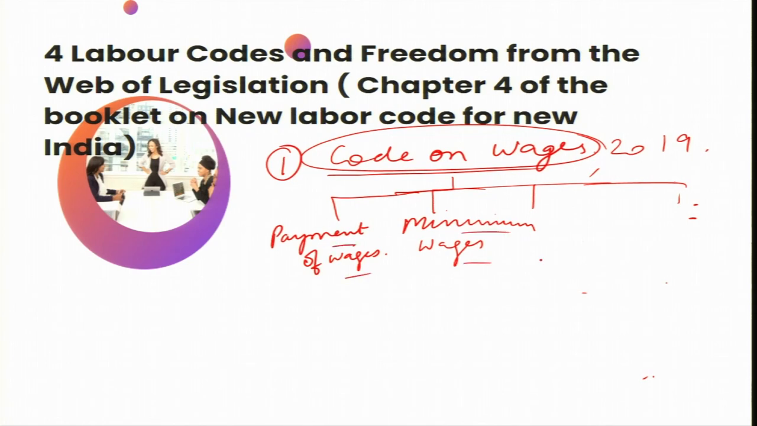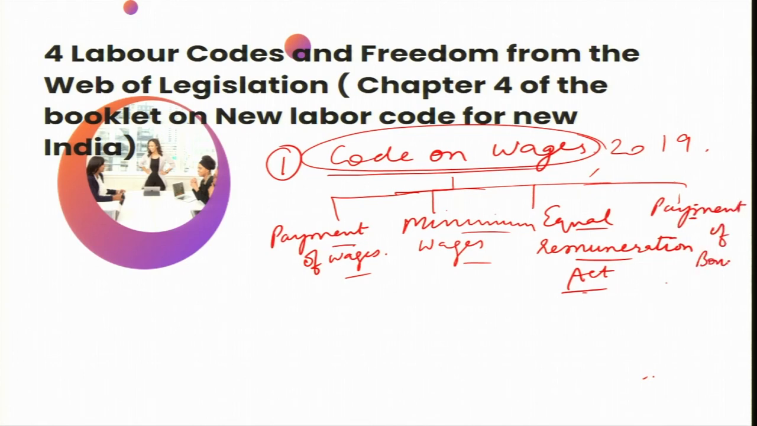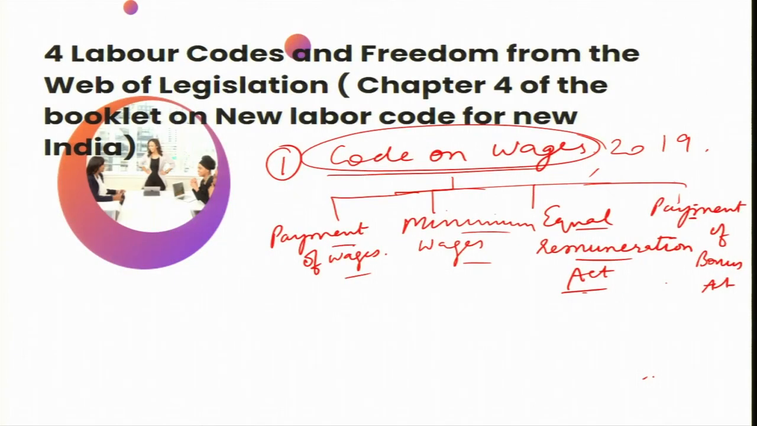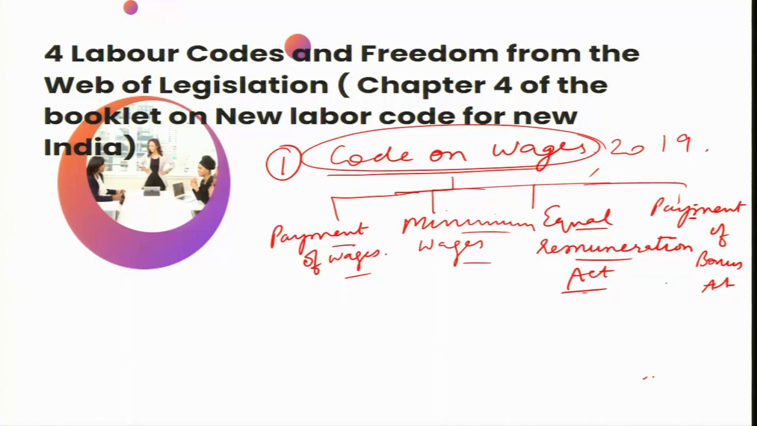There are a few acts which have come under it, that is the Payment of Wages Act, Minimum Wages Act, then Equal Remuneration Act, and then Payment of Bonus Act. So this particular code actually talks about all the things in detail which we'll be taking up in the time to come.